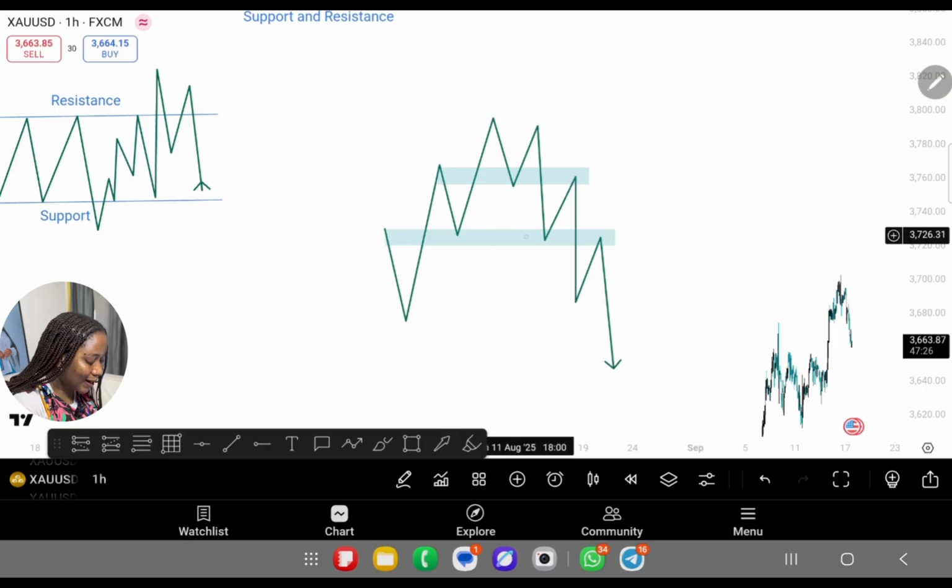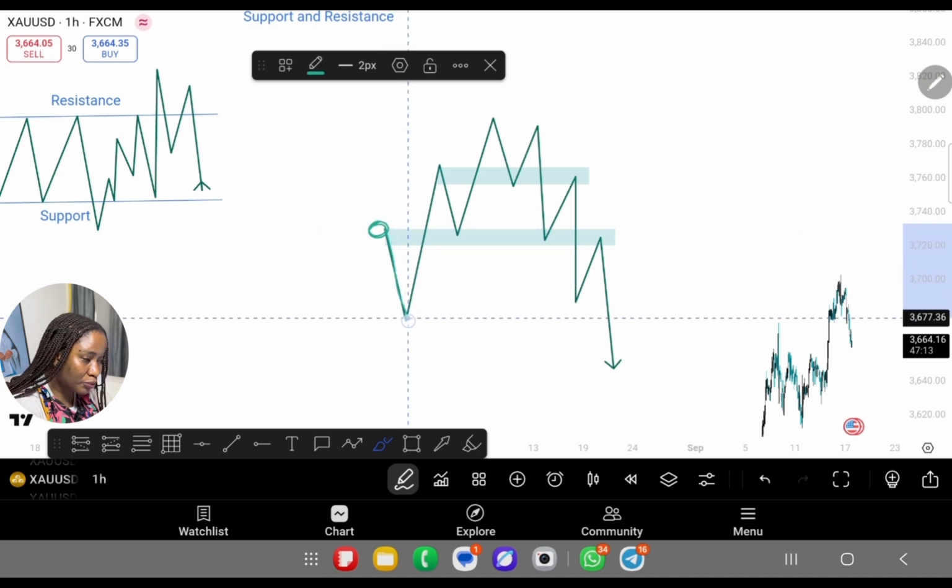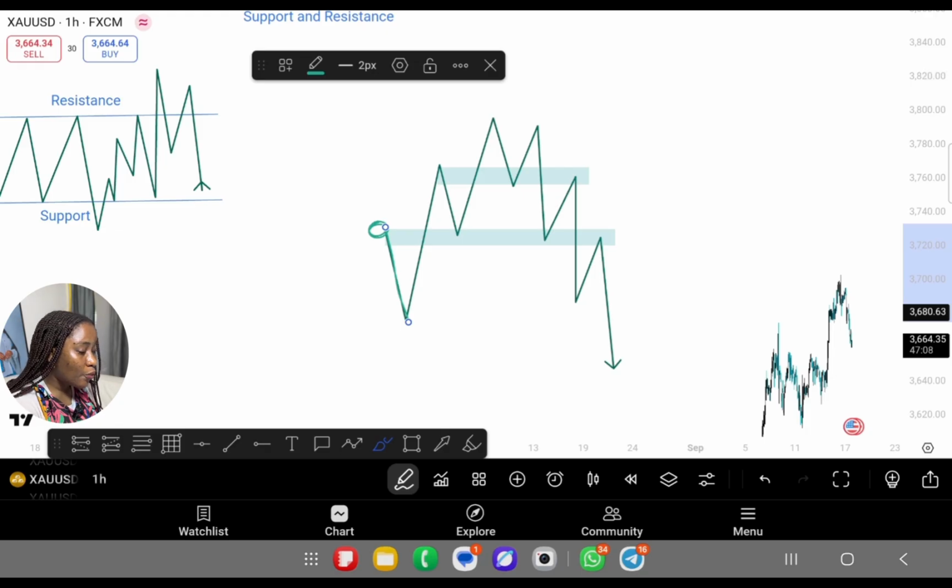Now, this structural level is our first area of support. Once it's broken, first of all, remember that this was an area of resistance because price got here and the sellers pushed it down. What did we say is resistance? Resistance is a ceiling where price gets to and sellers push it down. But immediately price breaks above it, you can see price came back here, using it as a support. That tells us that once our resistance level is broken, it becomes support.